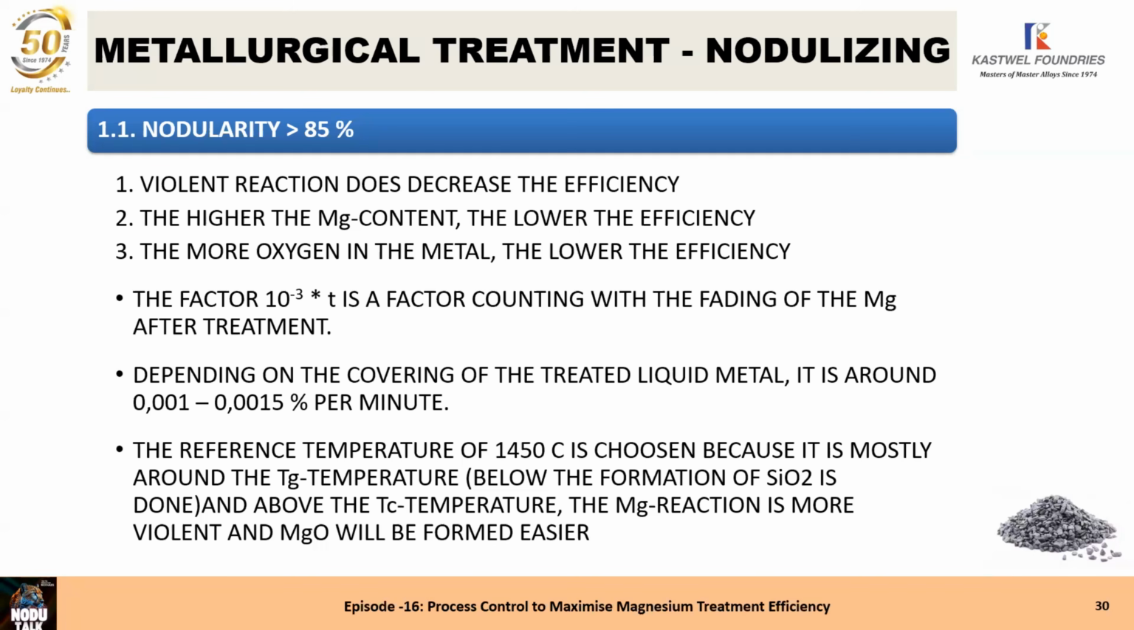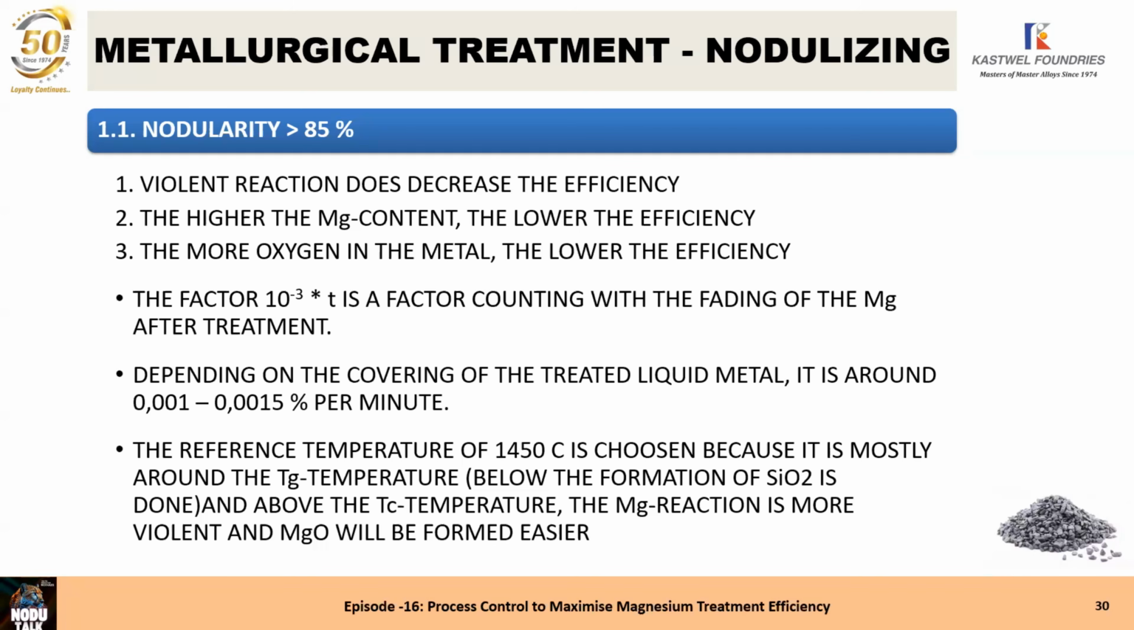The factor of 10 raised to minus 3 into time accounts for the fading of the magnesium after treatment. If you spend more time after magnesium treatment, the loss of magnesium from the metal will be more. Depending on the covering of the treated liquid metal, this loss is around 0.001 to 0.0015% per minute of holding the metal. So after the magnesium treatment is over, we have to act fast to dispose of the metal into the mold.